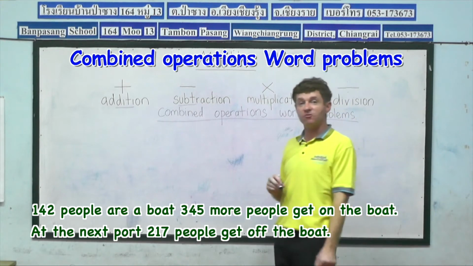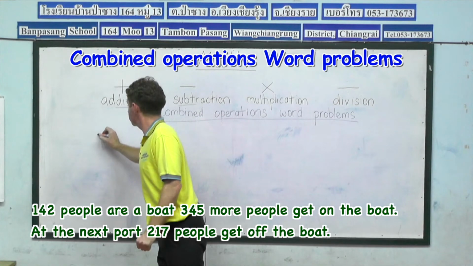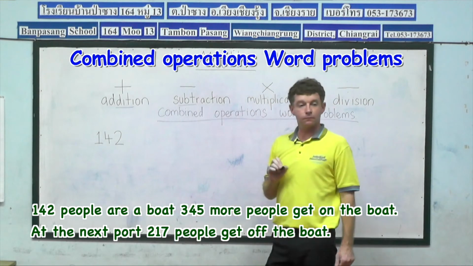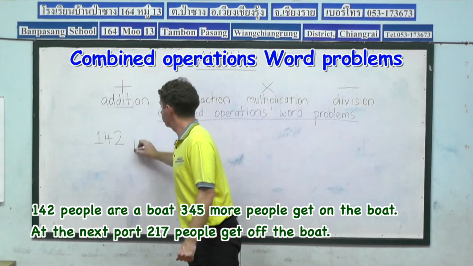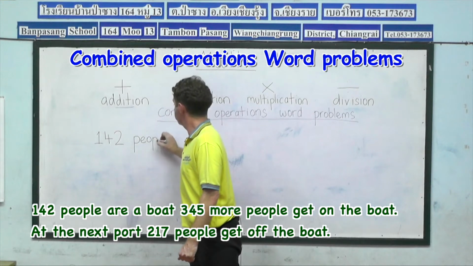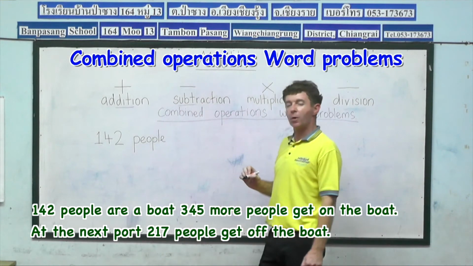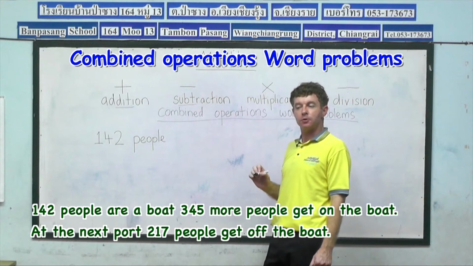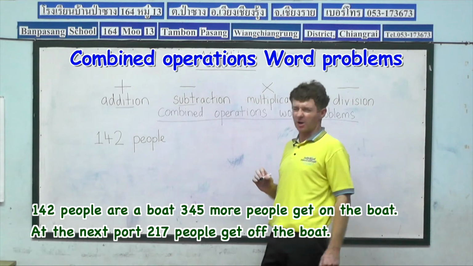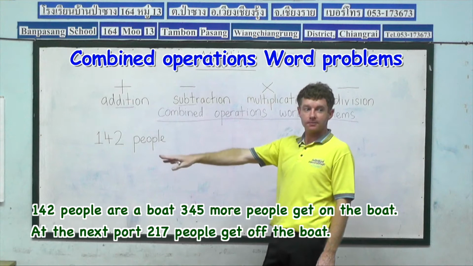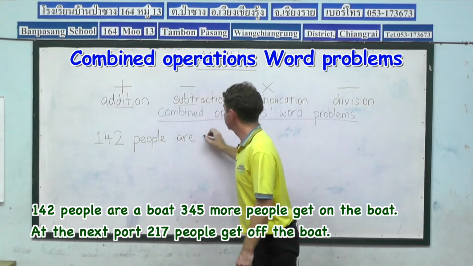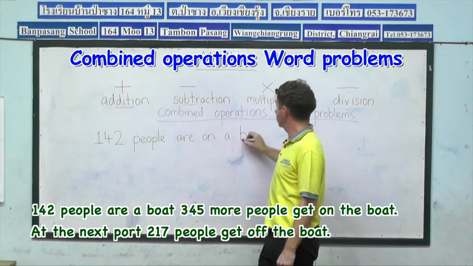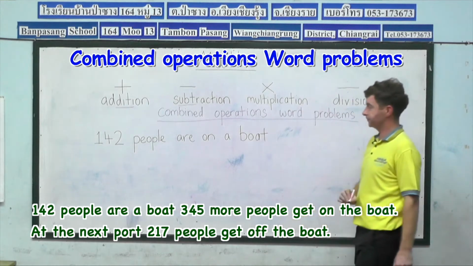So what I'll do now, I'll demonstrate how to write a word problem with combined operations on the board. And we'll begin with additions. So first of all, we need a number. What's that number, guys? 142. People. Now, where are the people? What type of transport are the people using? Aeroplane, car, or a car? A car's too small. How about on the river? Boat. 142 people are on a boat. Okay?